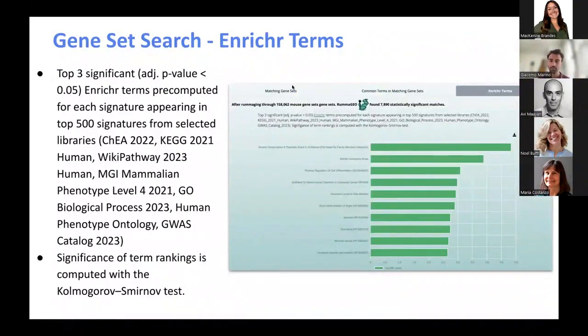The last tab on this gene set search page concerns Enrichr terms. We pre-compute significantly enriched terms from selected libraries, including ChEA, KEGG, WikiPathways, MGI, GO Biological Process, GWAS, and the Human Phenotype Ontology. Then we can look at where these significant Enrichr terms rank among the top 500 signatures, and we can compute the significance of that with the KS test. This helps show what those highly ranked gene sets are being enriched for generally.